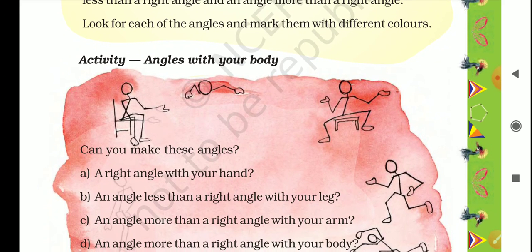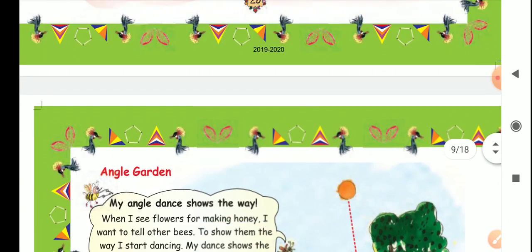Then activity with angles with your body, but this activity you have to do under the guidance and supervision of your elder family members, because this may be harmful to you. So these all activities you can do at home.